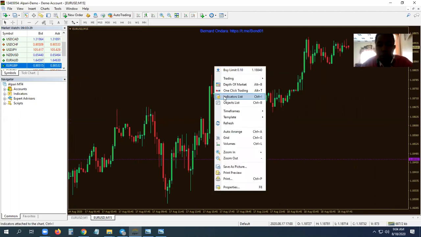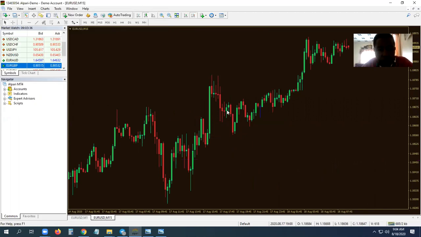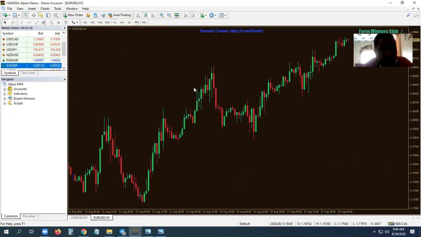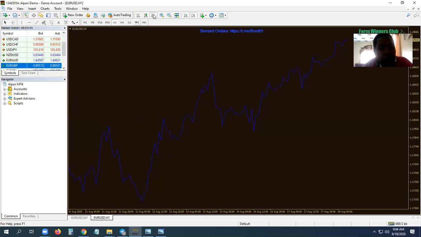Now, there are ways of drawing support and resistance. One good way that you can use to trade is you first change your candlestick chart to a line chart. Remember, we have a bar chart, a candlestick chart, and a line chart. If you change to a line chart, all you need to do is identify curves where the market makes a sharp turn.